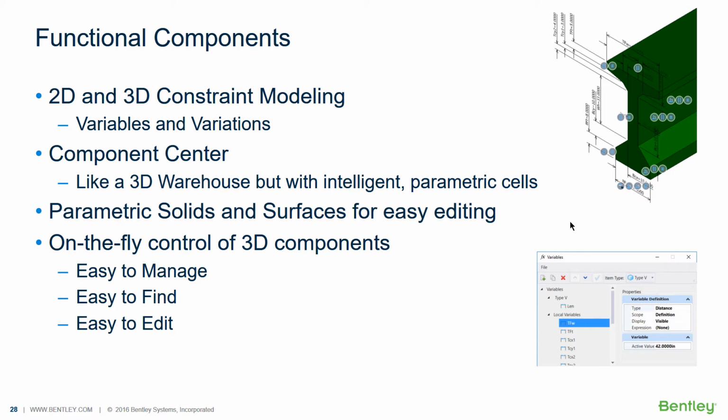In addition, these constraints are already ready to use the variable definition system that MicroStation has, as well as complex expressions. So this allows us to create intelligent 2-dimensional parametric cells or 3-dimensional parametric cells, which can then be stored in the component center, which is like your 3D warehouse, but with parametric cells. And then it's easy to manage, find, and edit all of your profiles and your cell libraries. So we sort of roll this up into one thing called functional components.